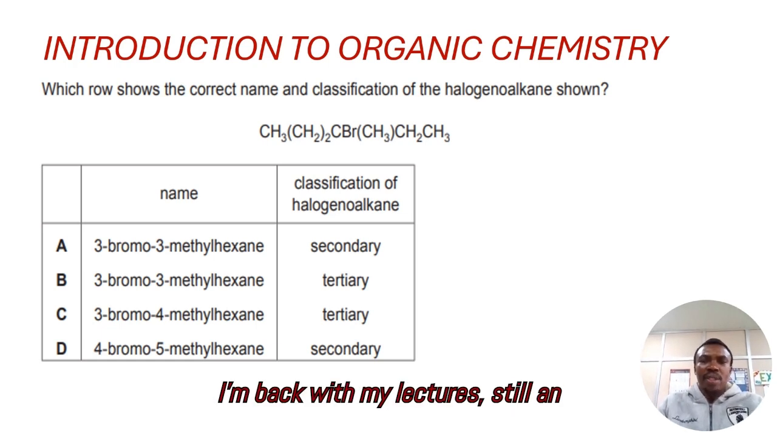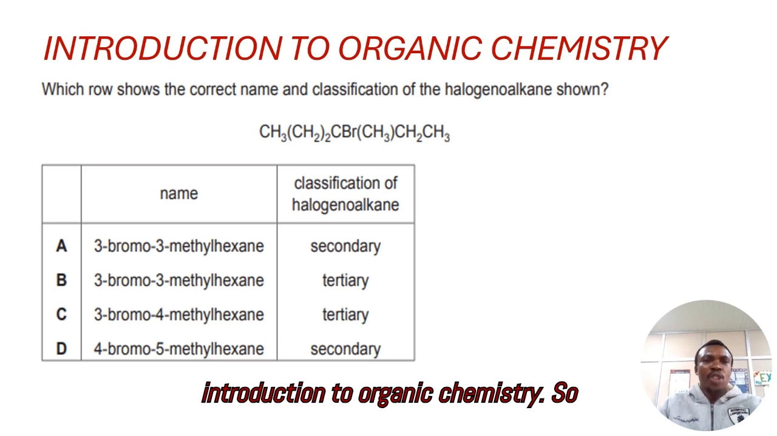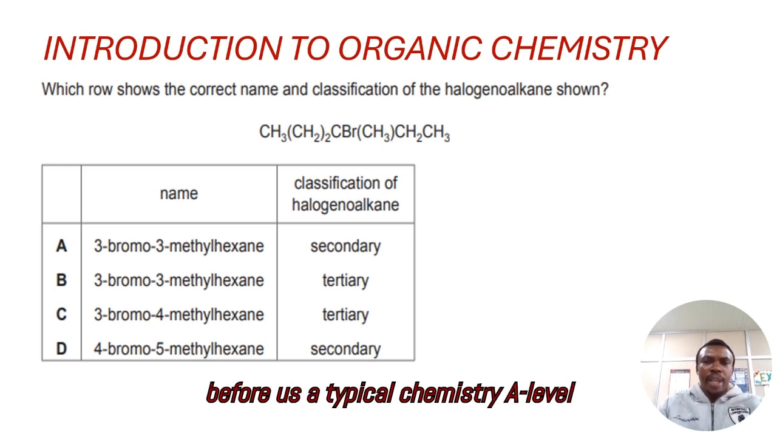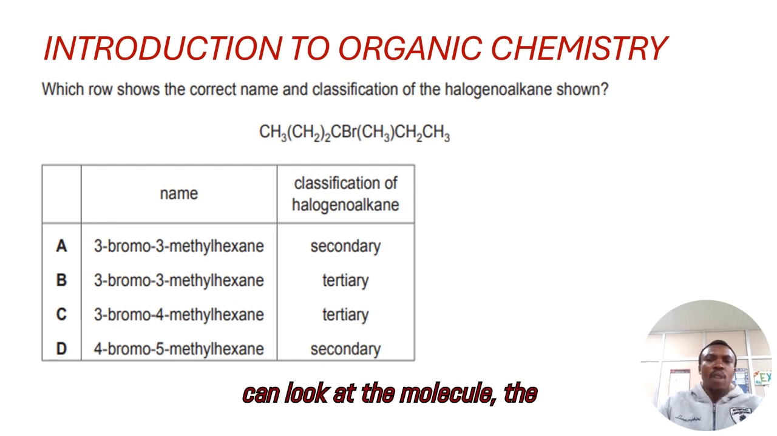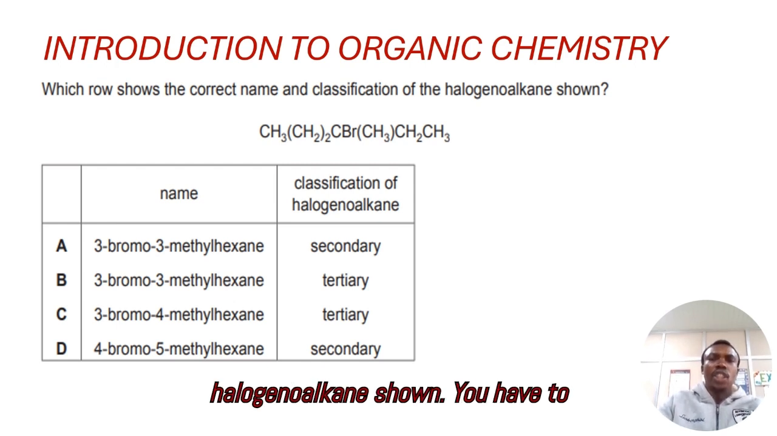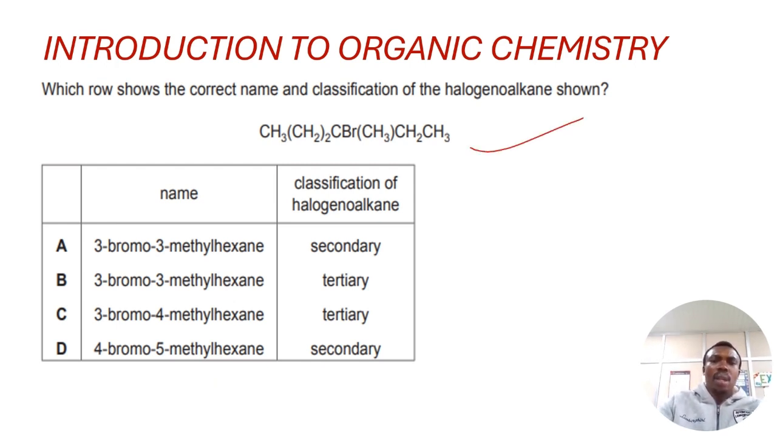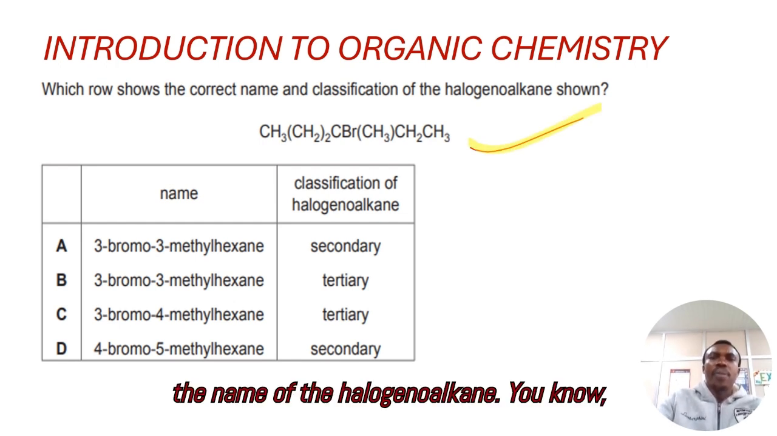I'm back with my lectures, still on Introduction to Organic Chemistry. So before us, a typical chemistry A-level exam question. Which row shows the correct name and classification of the halogenoalkane shown? You can look at the molecule, the halogenoalkane shown. You have to get the name of the halogenoalkane.